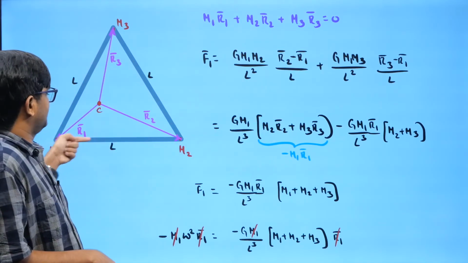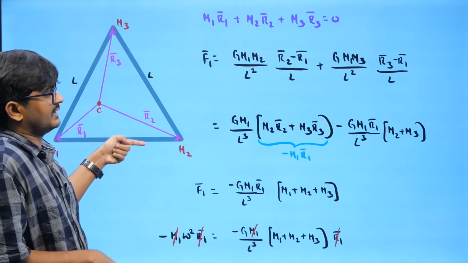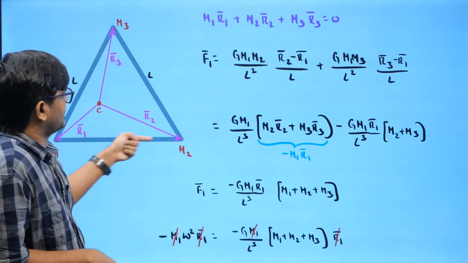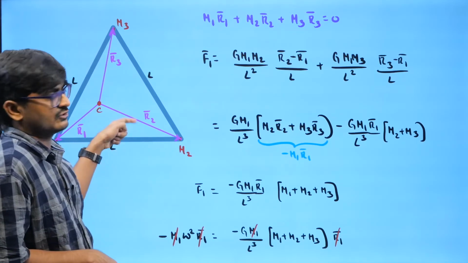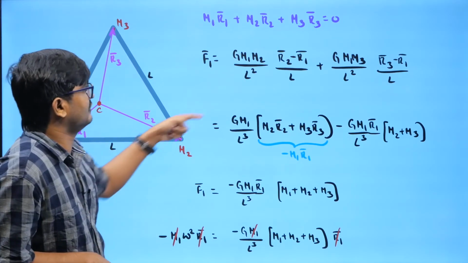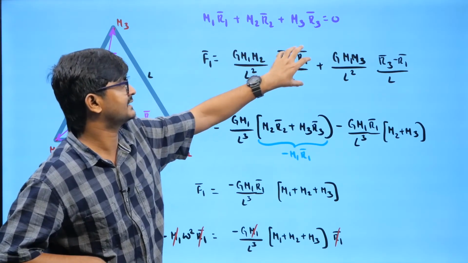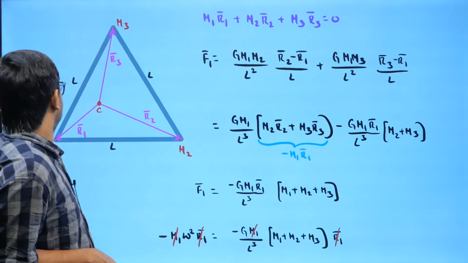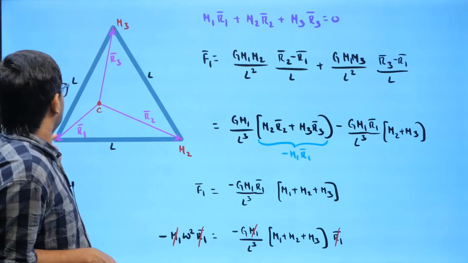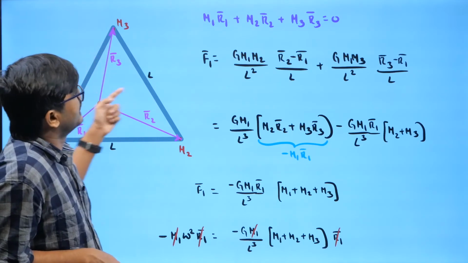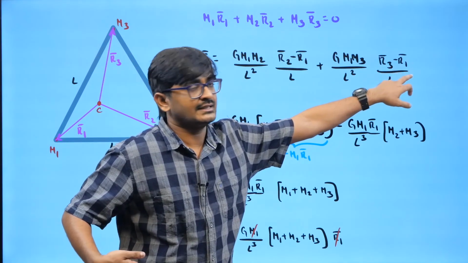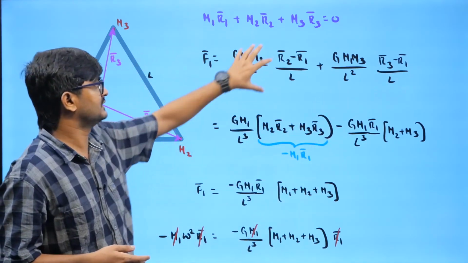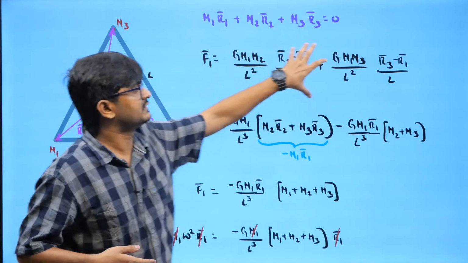Because this vector is how much? r2 bar minus r1 bar. That is the vector, because if it is r2 bar minus r1 bar, the resultant of these two must give me r2 bar. So this vector will be r2 bar minus r1 bar, but if I want to find the direction, I need to divide by its magnitude, right? Now similarly, the force because of this one will be G m1 m3 by L square along this direction, which is the r3 bar minus r1 bar direction, that is r3 bar minus r1 bar by its magnitude. So this is the force because of m2, this is the force because of m3.